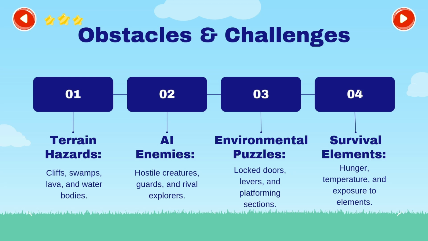Survival elements. Some open-world games introduce hunger, temperature management, and fatigue to make exploration more realistic. For example, in Red Dead Redemption 2, extreme weather affects stamina, requiring players to dress appropriately for the climate. By combining these elements, open-world games create a more immersive experience where players must think strategically to overcome challenges.